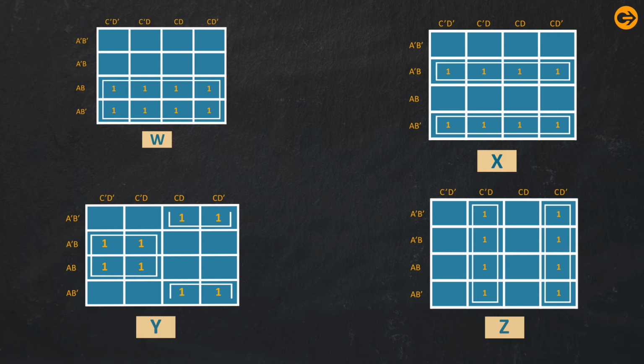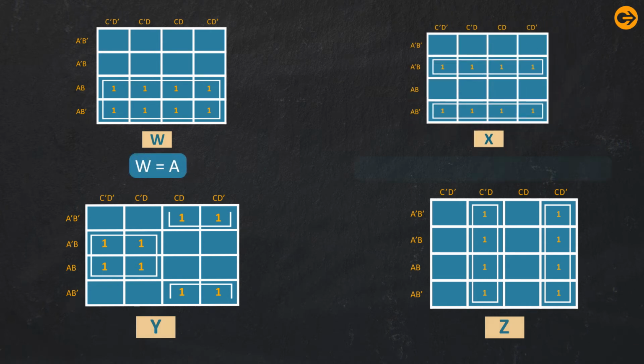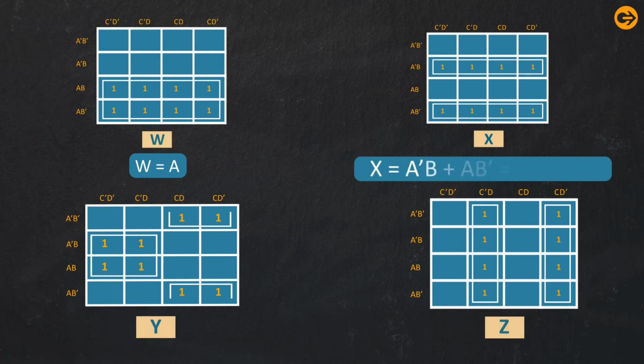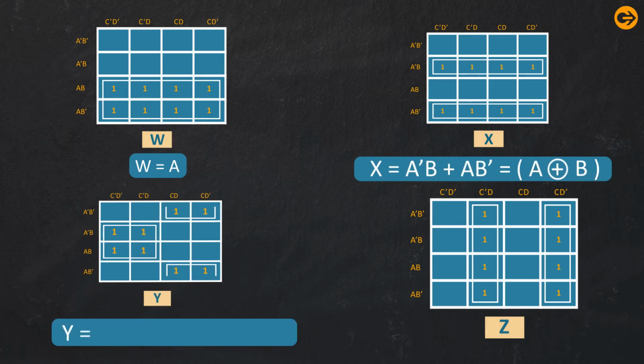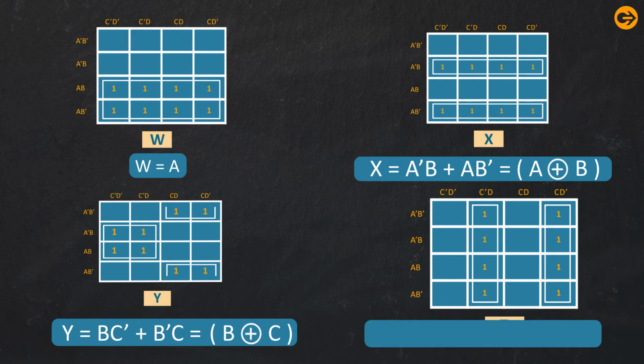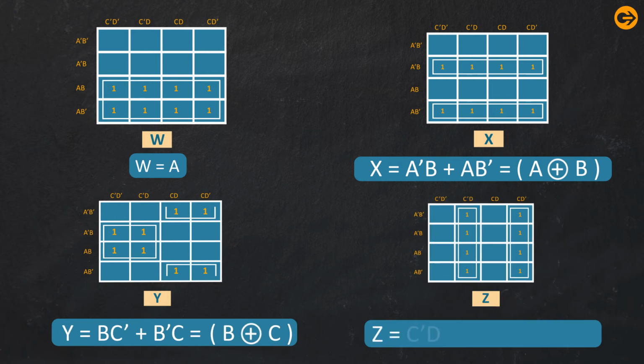The equations of these variables will be W is equal to A, X is equal to B C' plus B' C, which is B XOR C, Y is equal to A' B plus A B', which is equal to A XOR B, Z is equal to C' D plus C D', which is C XOR D.